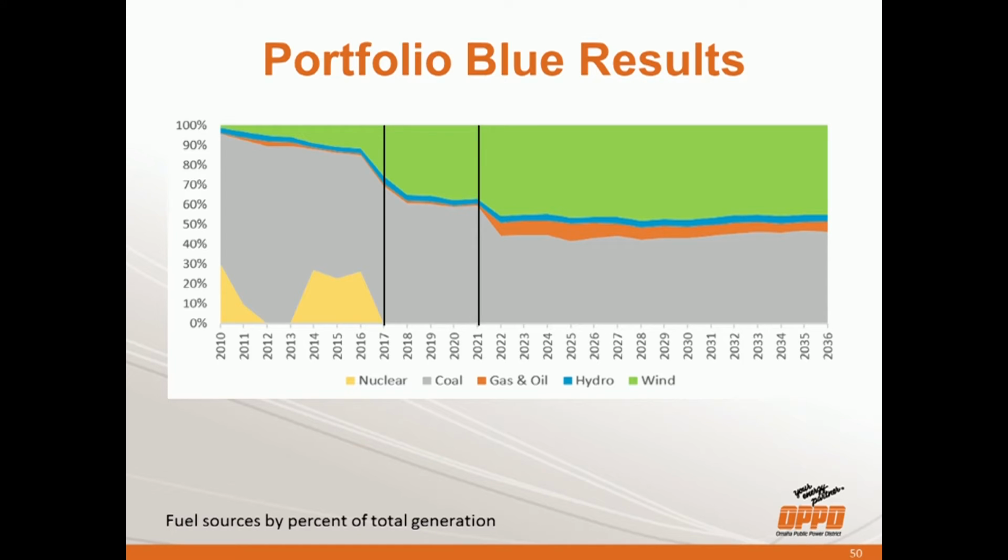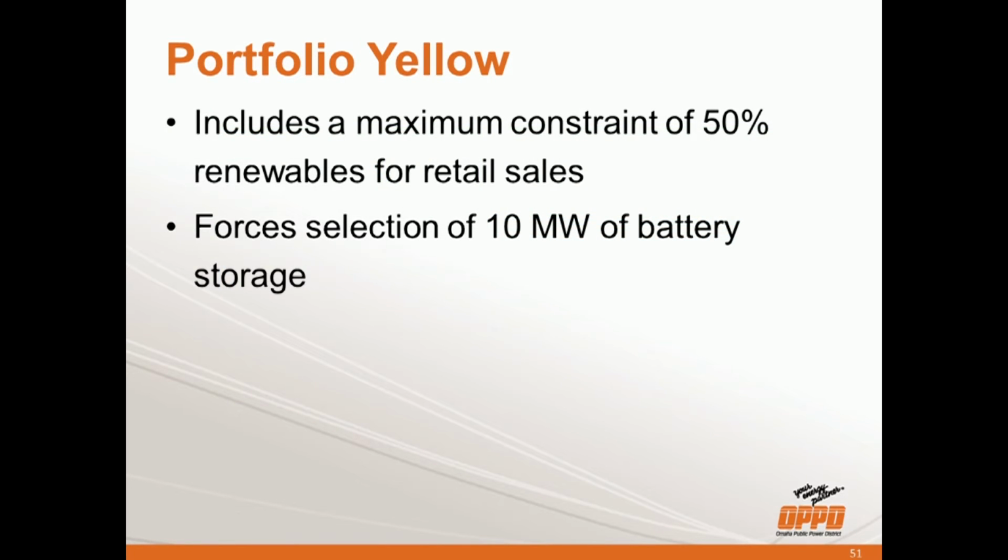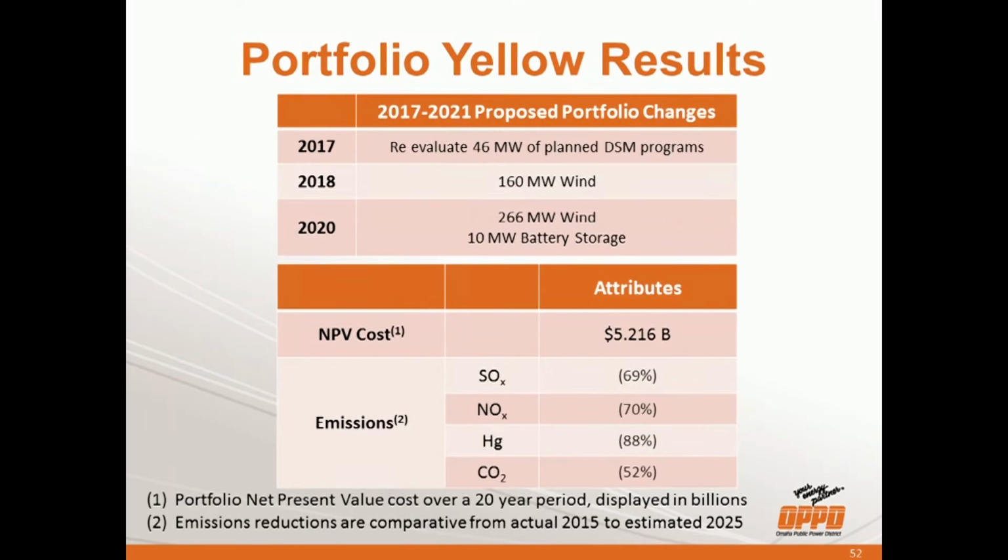The second portfolio maintains the constraint of not exceeding 50% renewables relative to retail sales, and it also includes a 10 megawatt battery. You can see here that the same conclusion is made on the 46 megawatts of demand side management program. Very similar suggestion to Portfolio Blue, where 160 megawatts of wind would be incorporated in 2018. And then in 2020, you see that same 266 megawatts of wind. We placed the battery in this year partly because it was our lowest capacity year. We had adequate capacity, but it was our lowest, so it just made sense to incorporate that battery at that point.